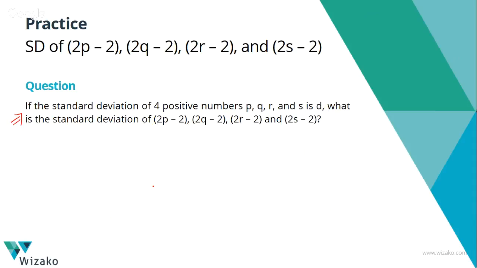Let's read this question. The standard deviation of 4 positive numbers, P, Q, R, and S, is D. They're given what the standard deviation is. What you need to compute is the standard deviation of 2P minus 2, 2Q minus 2, 2R minus 2, and 2S minus 2. You're going to be applying the properties that we learned and then get the answer. There's absolutely zilch calculation in this.